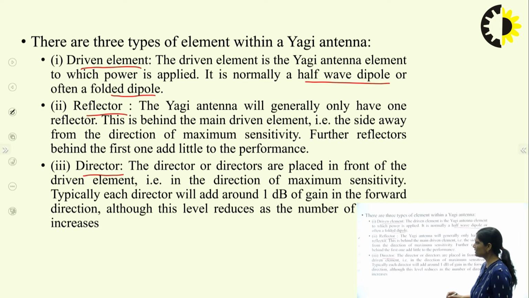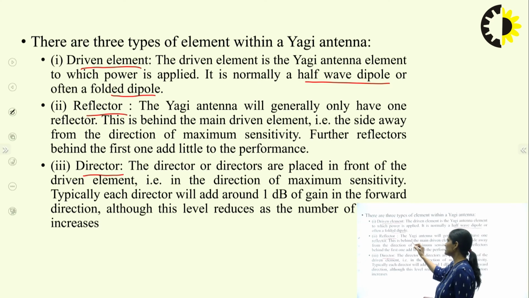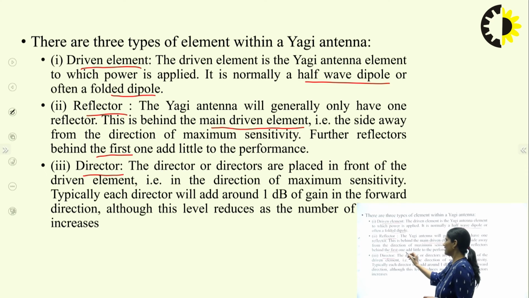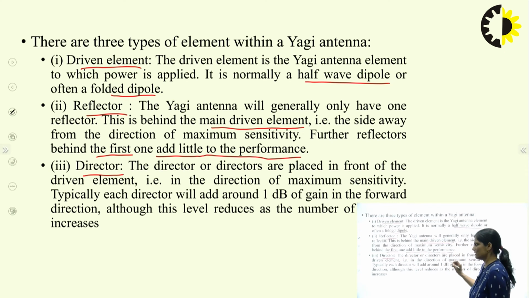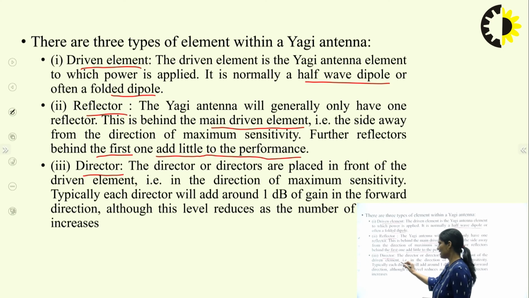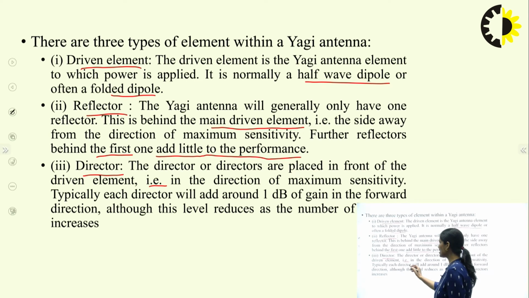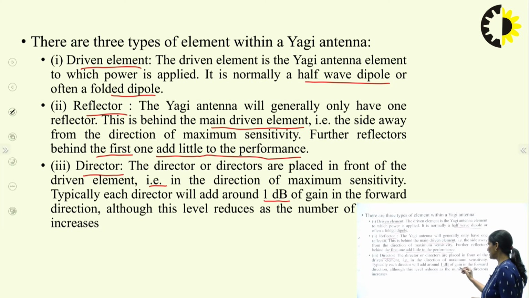And the reflector, what is it? The Yagi antenna will generally only have one reflector. This is behind the main driven element, that is, on the side away from the direction of maximum sensitivity. Reflectors behind the first one add little to the performance. Now the director: directors are placed in front of the driven element, that is, in the direction of maximum sensitivity. Each director will add around 1 dB of gain in the forward direction, although this level reduces as the number of directors increases. So these are the three elements of the Yagi-Uda antenna.